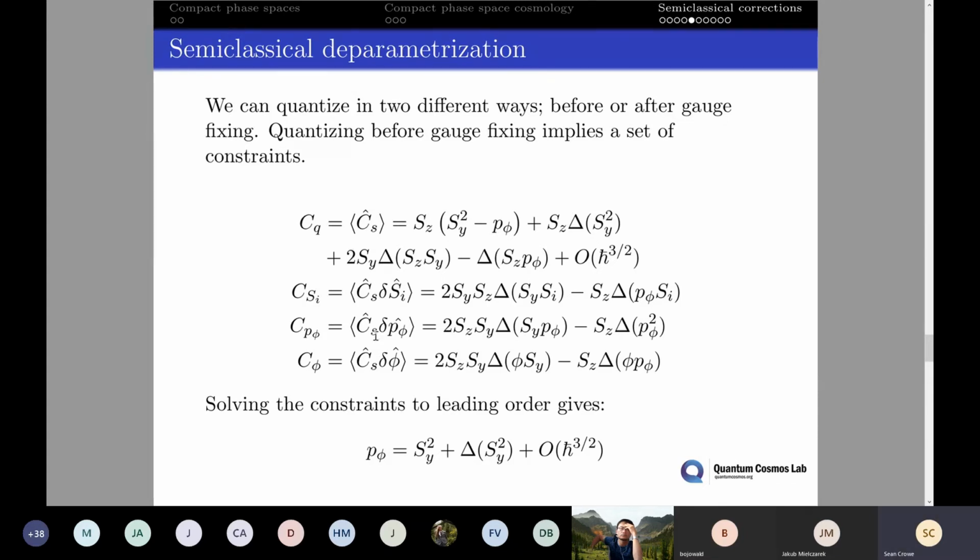Nevertheless, we can solve the constraints to leading order, and this is the deparametrized semiclassical Hamiltonian that we find. It just depends on the dispersion of S_y squared. And like I said, this agrees with the quantization of the deparametrized Hamiltonian.